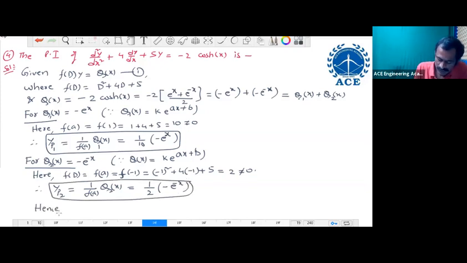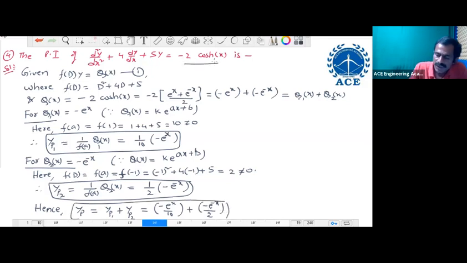Hence, corresponding to q of x, yp equal to yp1 plus yp2 equal to minus e power x by 10 plus minus e power minus x by 2. This is a peculiarity. So whenever the non-homogeneous part is a sum of many functions like this, for each function write the particular integral separately and then add. Or at a time we can add both also like this. If it is sine hyperbolic also, like this we write the sum.